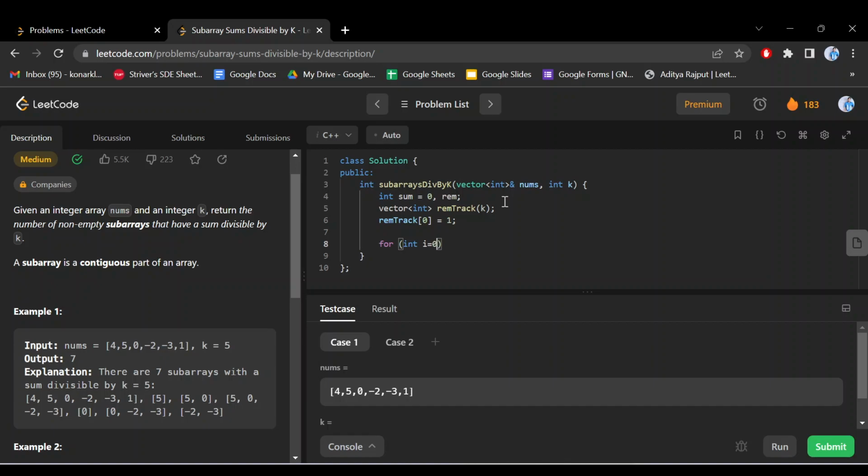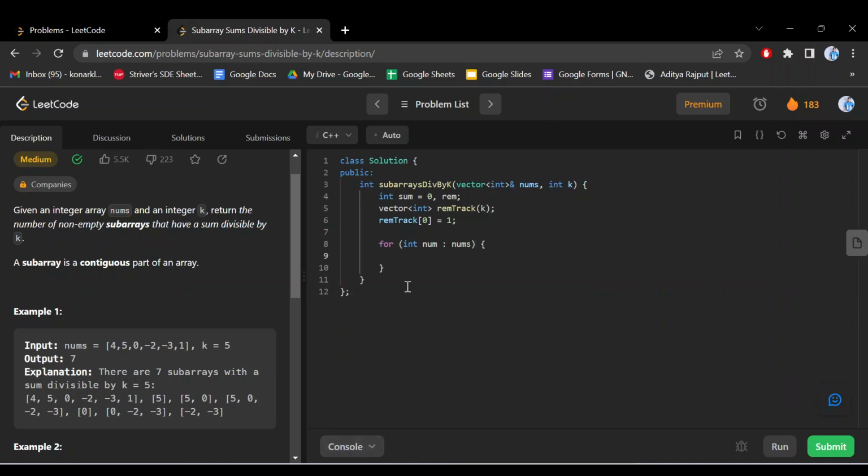Now we can start our implementation. So i is equal to 0. So let's say for num in nums, we are iterating over every element of nums. And yes, now the sum value is added with num, and remainder is equal to sum modulus of k. So if the remainder value is less than 0, then remainder plus equal to k in order to fix the negative remainder thing.